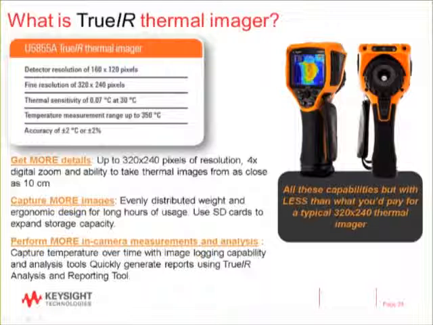So with this TrueIR thermal imager, you can definitely see more, and here is why. Firstly, you can get more details when you put together its quadrupled resolution and 4 times digital zoom capability to take an IR image of faraway objects. However, it can also take images as close as 10 centimeters away, something like a macro mode. Secondly, you can also capture more images with its light and evenly distributed weight, as it does not cause fatigue risk. And furthermore, with the use of an SD card, you can take as many images as your SD card can support, which is up to 32 gigabytes.